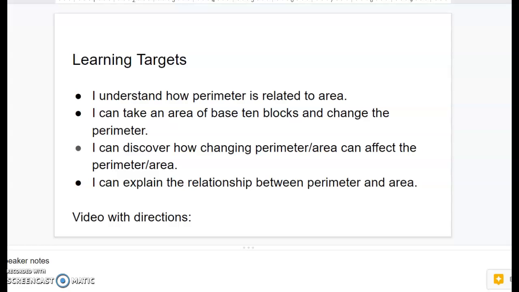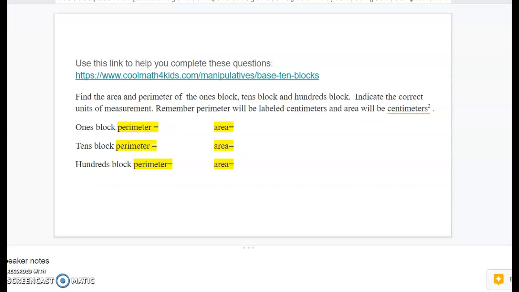Here is a look at today's assignment. The learning targets are: I understand how perimeter is related to area. I can take an area of base 10 blocks and change the perimeter. I can discover how changing perimeter and area can affect the perimeter or area. And I can explain the relationship between perimeter and area.